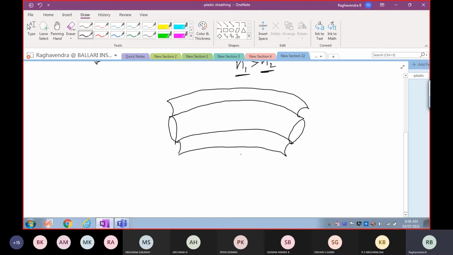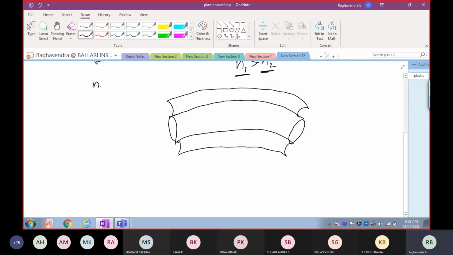Tell me, what are the conditions for total internal reflection? When light travels from a denser medium to a rarer medium, very good. There is a critical angle. After that, the light undergoes reflection. Very good. See, the conditions for total internal reflection are like this.